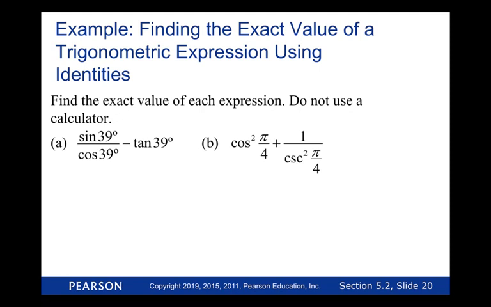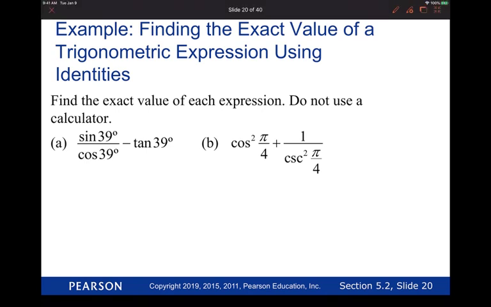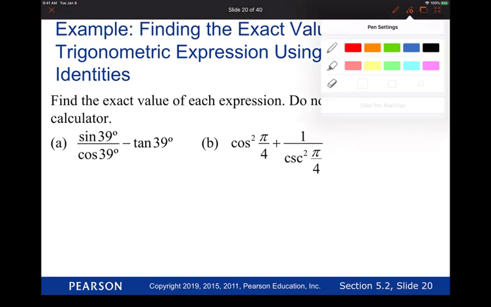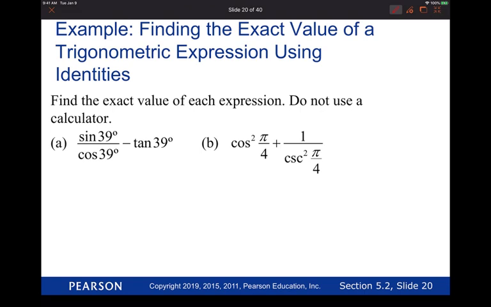Find the exact value of each expression. Do not use a calculator. Let me think about this. Okay, we got it. What color are you feeling? Red. I don't think I have pink. So I'll do red. That's okay. So now we just said that sine over cosine is actually what? Tangent, right? So this is actually tan of 39 degrees minus tan of 39 degrees. So then what's the result there? 0. Something minus itself is 0.